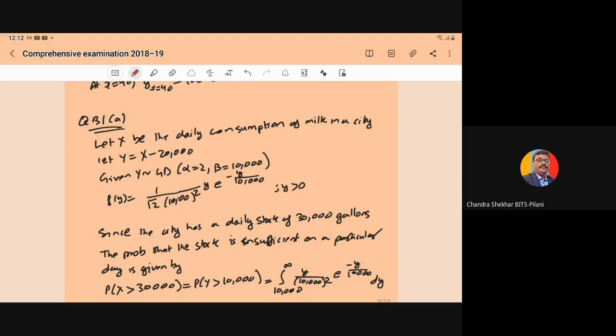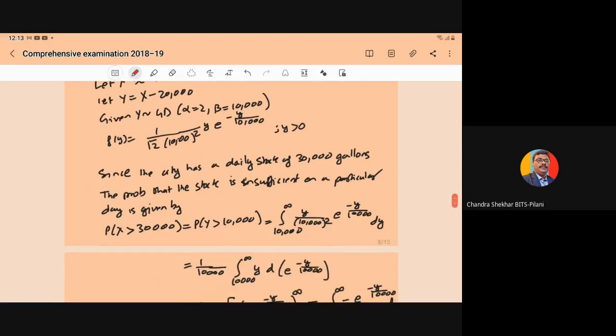We know that for the gamma distribution, f of y is equal to 1 upon gamma of alpha, beta to power alpha, y to power alpha minus 1, e to power minus y upon beta. So for this question, f of y will become 1 upon gamma of 2, 10,000 to power 2, into y into e to power minus y upon 10,000, for y greater than 0. It is necessary to write the correct range also.